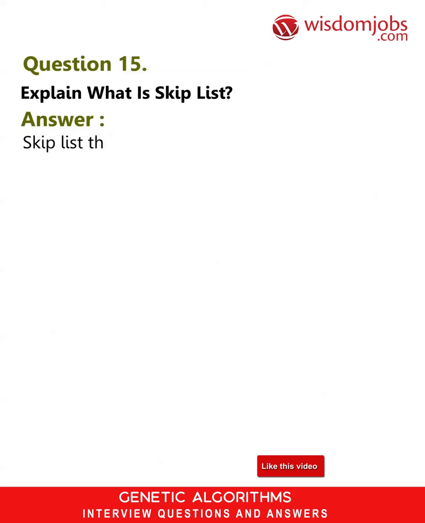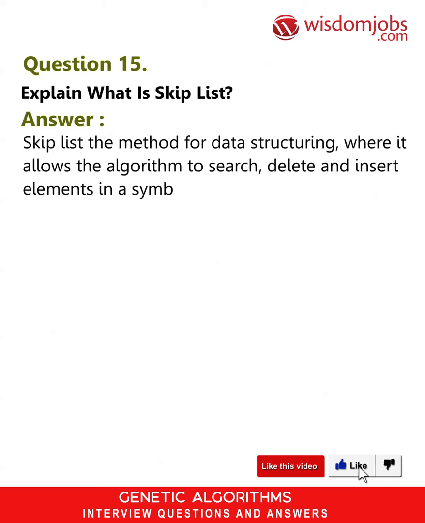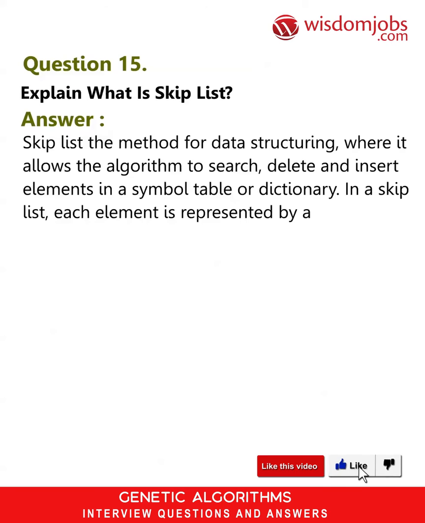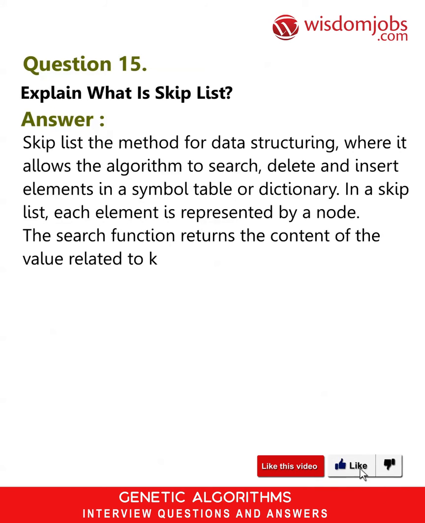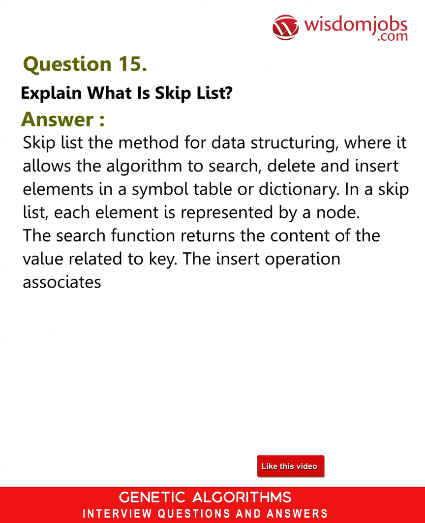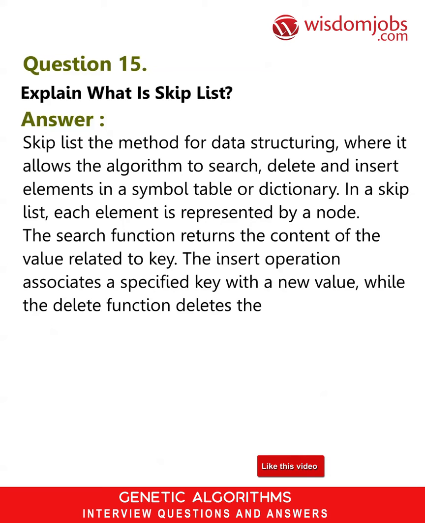Answer: Skip list is a method for data structuring, where it allows the algorithm to search, delete, and insert elements in a symbol table or dictionary. In a skip list, each element is represented by a node. The search function returns the content of the value related to the key. The insert operation associates a specified key with a new value, while the delete function deletes the specified key.